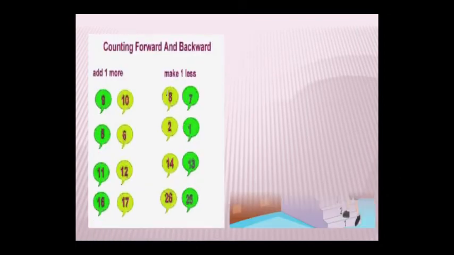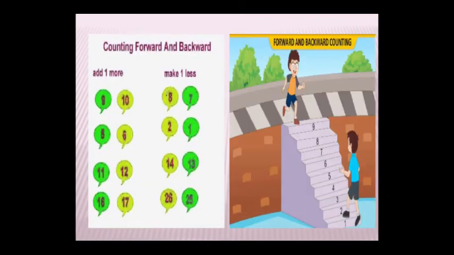Counting forward and backward. See here, counting forward 1 means you have to add 1. For example, 9 if you add 1 you get 10. 5 if you add 1 you get 6. 11 if you add 1 you get 12. 16 if you add 1 you get 17. Counting backward 1 means you have to minus 1. So 8 if you minus 1 you get 7. 2 if you minus 1 you get 1. 14 if you minus 1 you get 13. 26 if you minus 1 you get 25. Like that only, forward and backward counting.